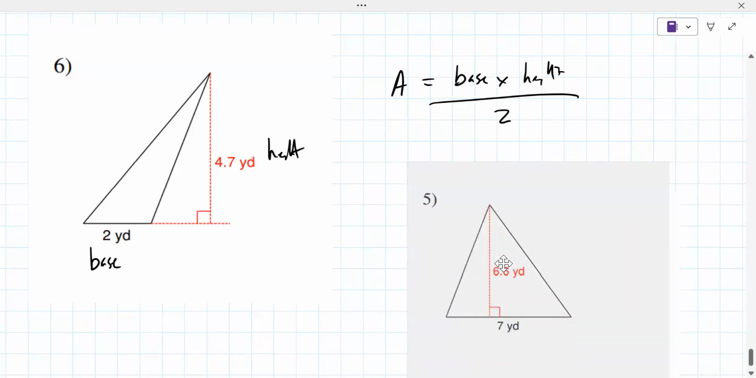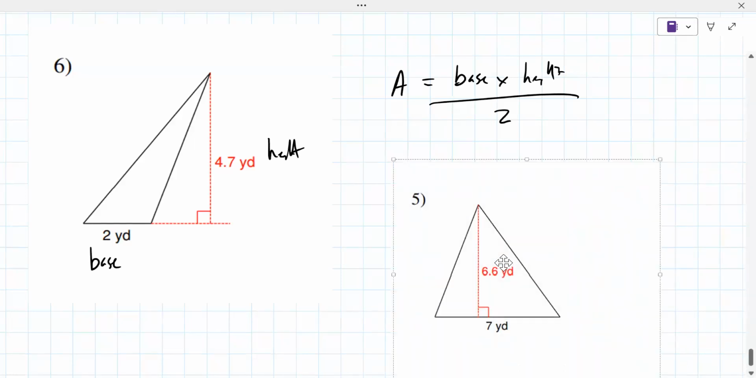Let me make it a little larger. 4.7. Oops, not centimeters, it's yards. Squared.